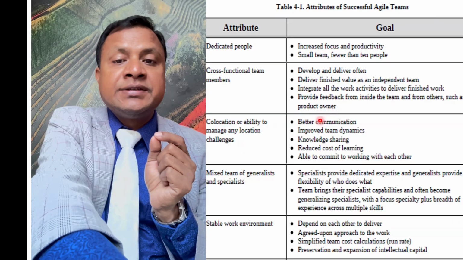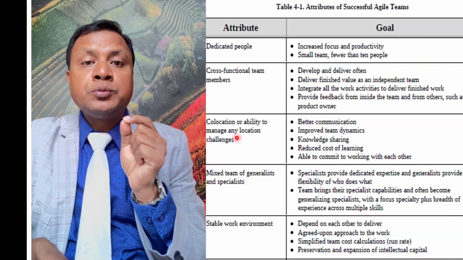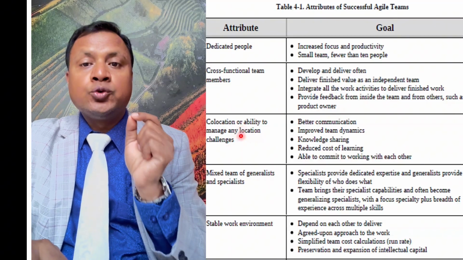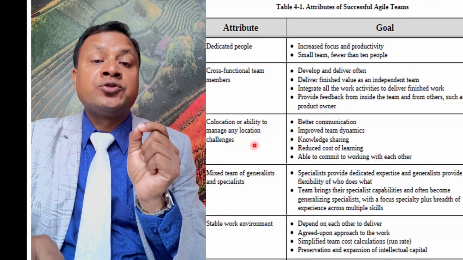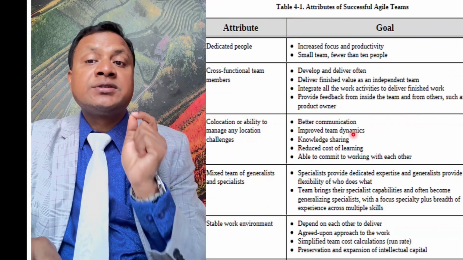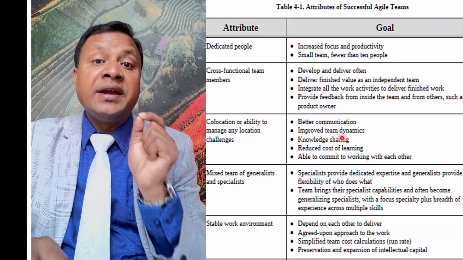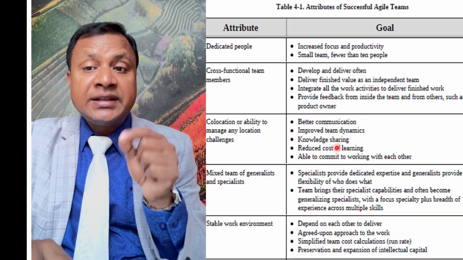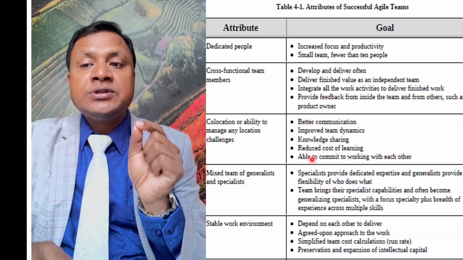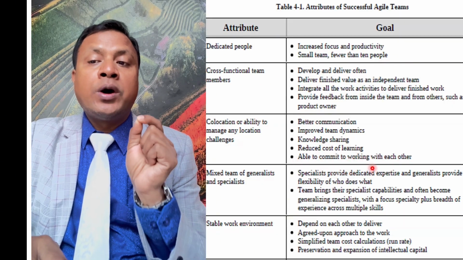They provide feedback from inside the team and from others such as the product owner. And also the team members should be in a co-located place, or have the ability to manage any location challenges. They are expert on it. So agile team members always make better communication. They improve team dynamics. They share their knowledge. They reduce the cost of learning. And they are able to commit to working with each other.